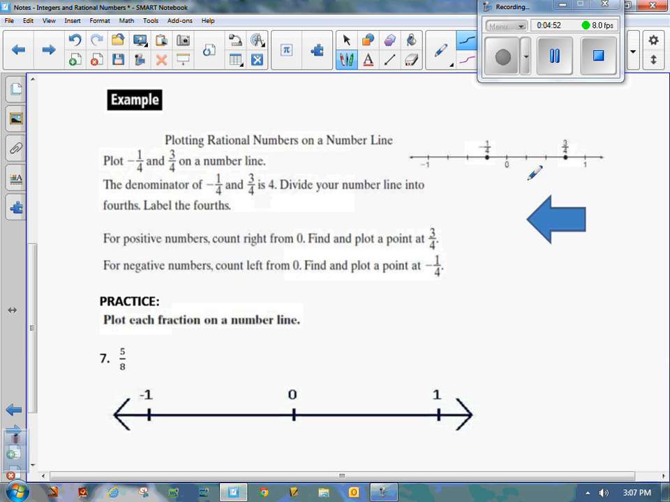So if you notice here, 0, and then 1, 2, 3, and then 4. 4 would be the one whole. 1, 2, 3, 4. Again, going on the negative side, negative 4 over 4 would be negative 1.